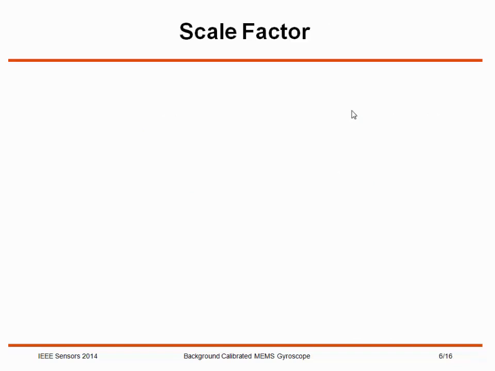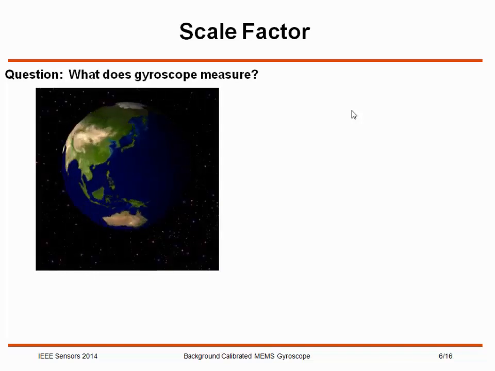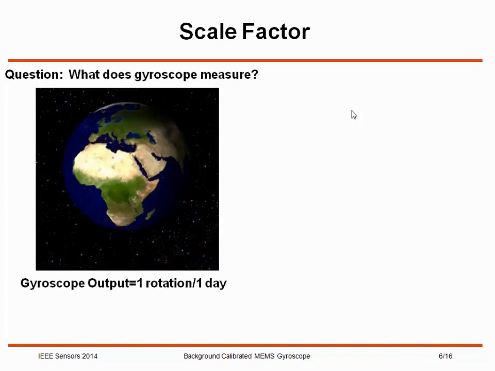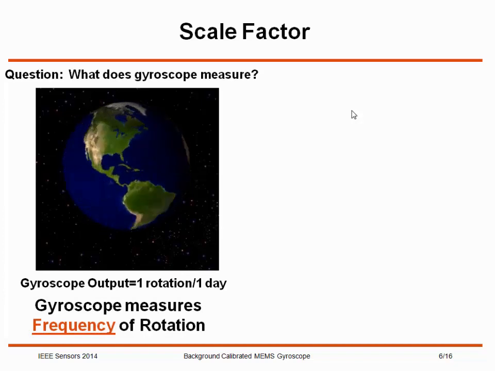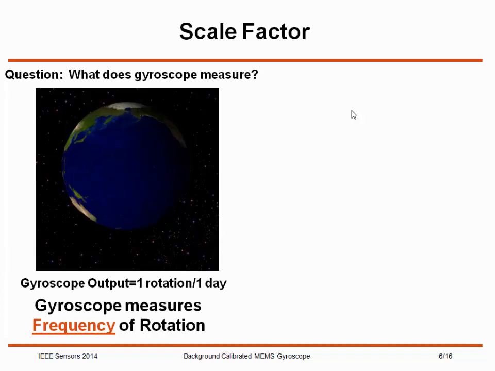As I told before, scale factor is one of the important parameters for MEMS gyroscope. But the scale factor is a fundamental problem. Before understanding what the problem is, I think we need to answer the correct question. And this question is this: what does gyroscope measure? If we would like to measure, for example, Earth rotation, what will be the output of the gyroscope? In the ideal case, it is 1 rotation per 1 day, right? And what is this? It is in fact the frequency of rotation. And we know that rotation is a dimensionless quantity. So in fact, gyroscope measures frequency. It is nothing else, it's just frequency.